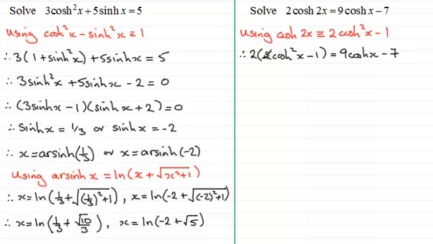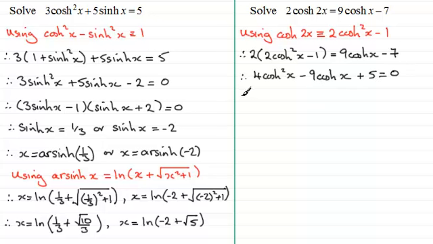So I can see that we're going to have a quadratic equation here in cosh x. So expanding the bracket and rearranging, we're going to have 4 cosh squared x. We're going to subtract 9 cosh x from both sides, so we end up with minus 9 cosh x. And then we've got minus 2 here, and if I add 7 to both sides, that's going to give me plus 5, and that's going to equal 0.